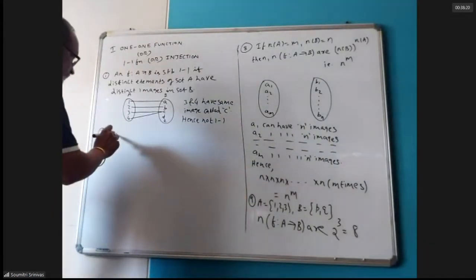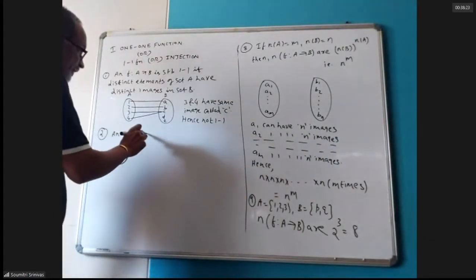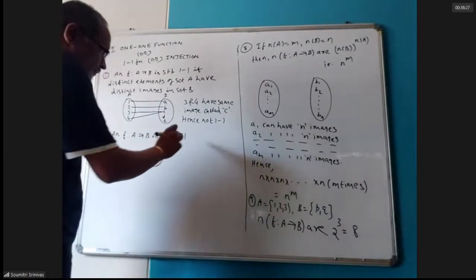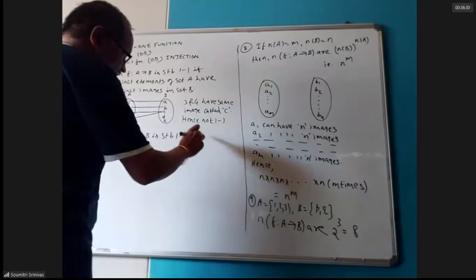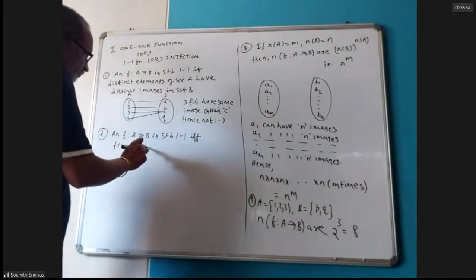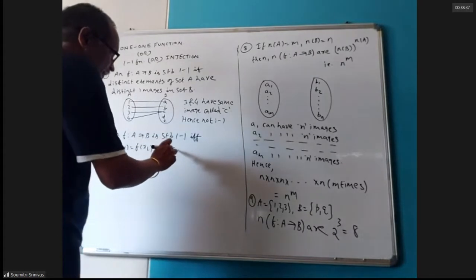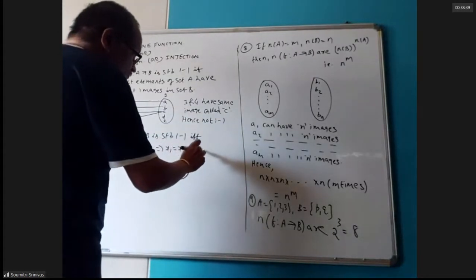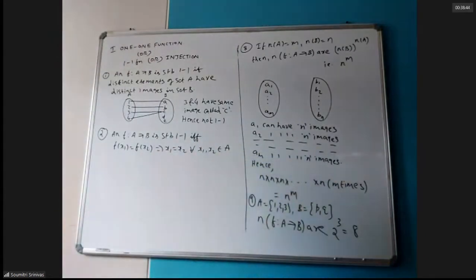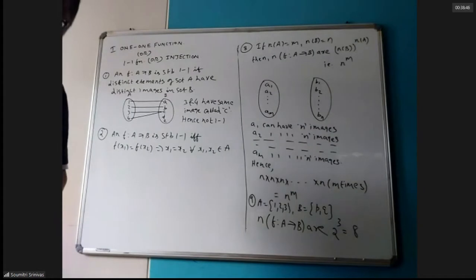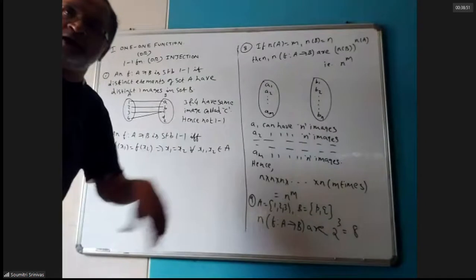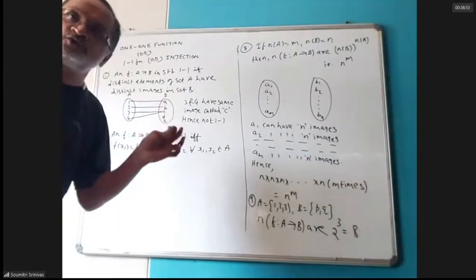A function f from A to B is said to be one-one if and only if, this is the standard method, f of x1 is equal to f of x2 implies x1 is equal to x2. f of x1 equal to f of x2 should imply x1 equal to x2.